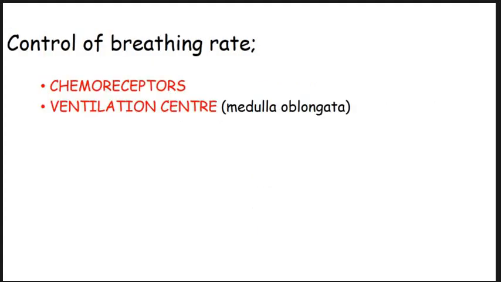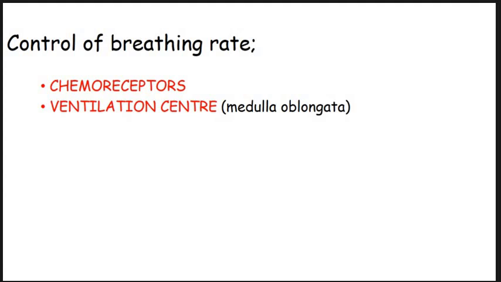Well, it's the brain again. And it's the medulla oblongata in the brain. It's the ventilation centre, handily named. And the ventilation centre is receiving information from chemoreceptors that we met in control of heart rate. So there are those receptors that respond to changes in pH, so they respond to CO2 levels. But also the ventilation centre will be fed information from temperature receptors, so thermoreceptors, and also the motor cortex feeds into that medulla oblongata.